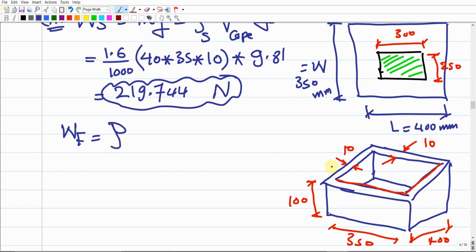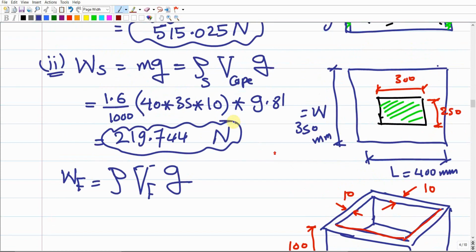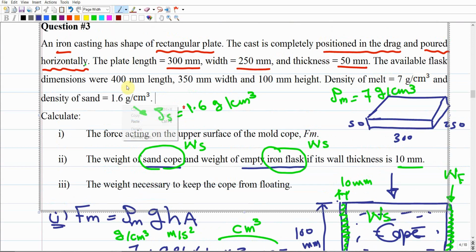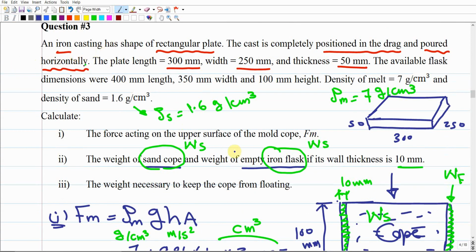So simply this is going to be the mass density of the flask times the volume of the flask times g, the gravitational acceleration, right? How much is the mass density of the flask? He mentioned above that the flask is made of iron, and the casting also is made of iron. So since both are iron, the mass density of the molten metal, which is given for iron as 7 grams per centimeter cube, works for both the casting and the flask, because they are made of the same material. And the mass density is a material property.